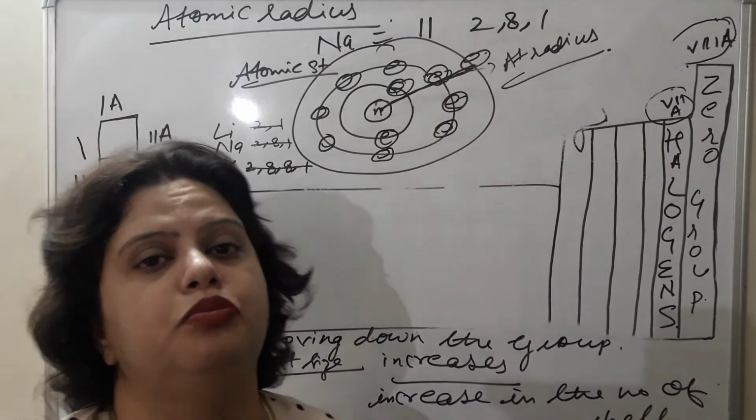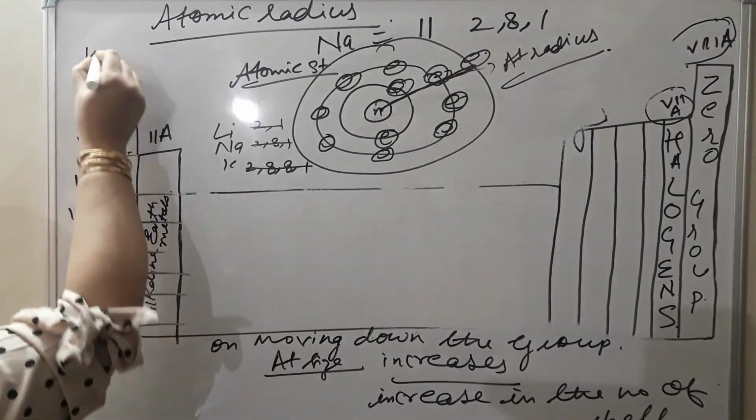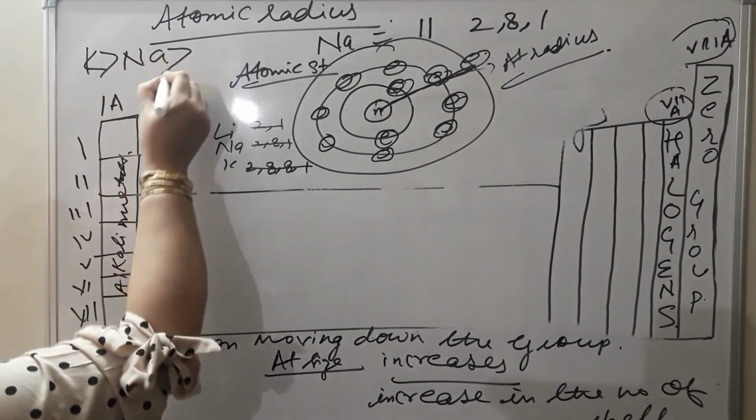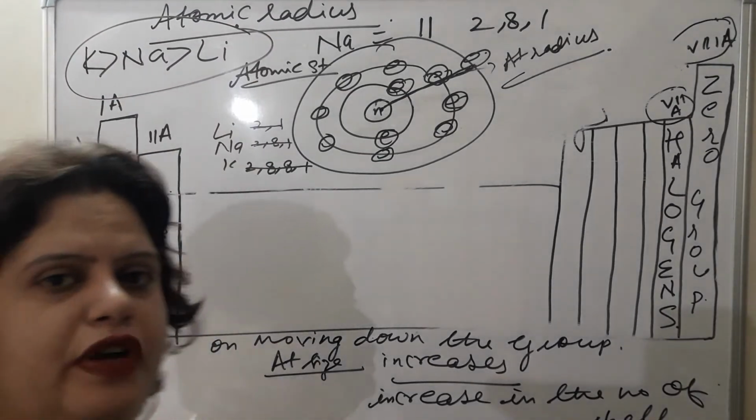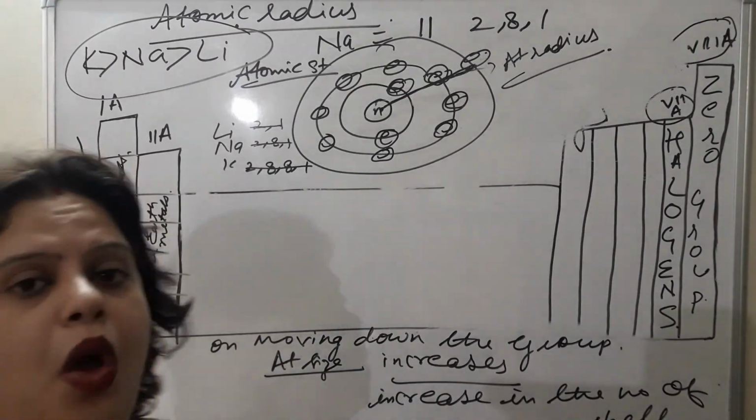Now how does it affect the reactivity? Why do we say that potassium is more reactive than sodium and sodium is more reactive than lithium? I told you to learn atomic numbers up to 20, so first of all we will concern ourselves with this only.